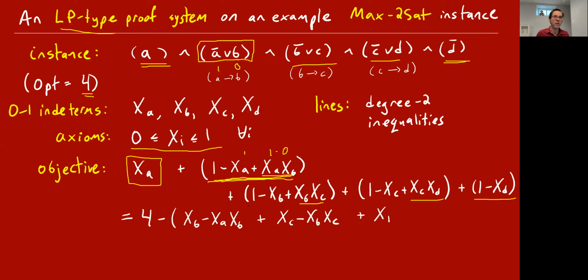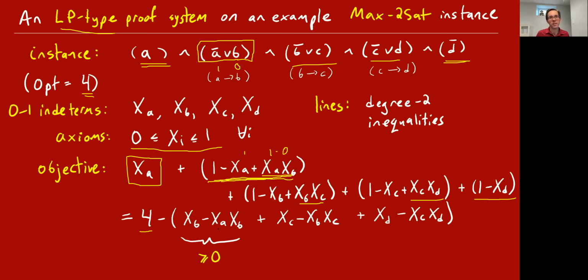So actually, if you just expand this out and rearrange it a little bit, you get that it's exactly equal to 4 minus this expression I put in parentheses. And now I'd like you to observe something here. Take a look at this expression, xb minus xa times xb. I claim that for 0, 1 values, this expression is always non-negative.